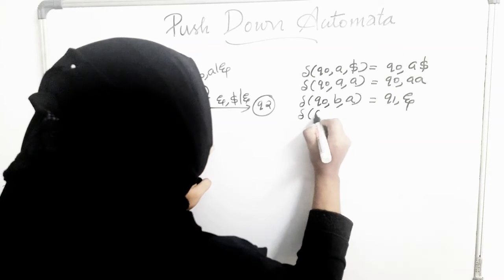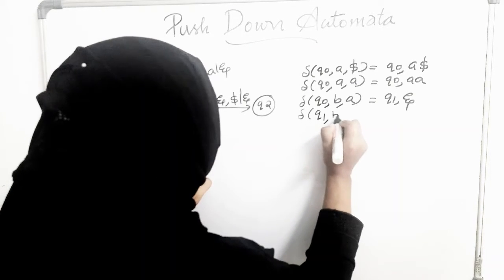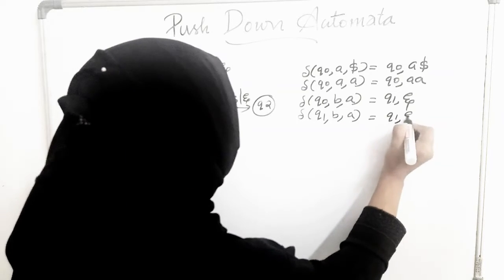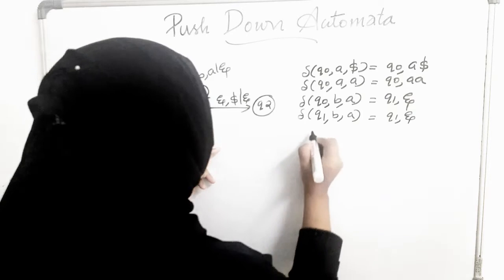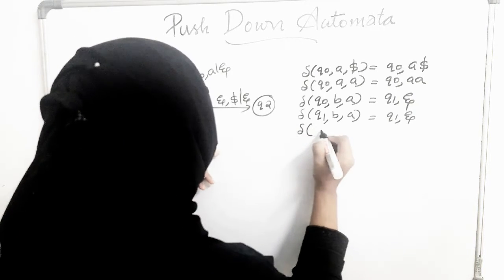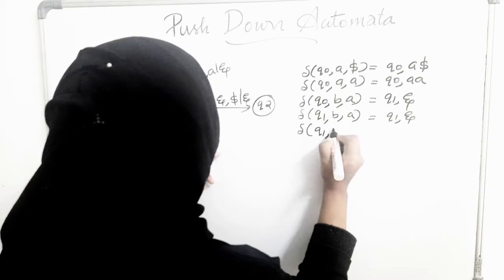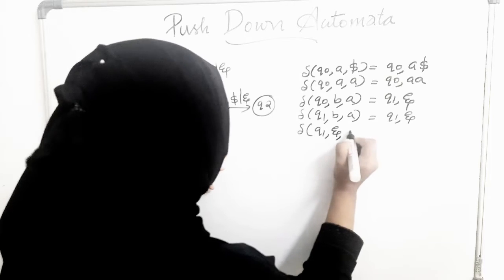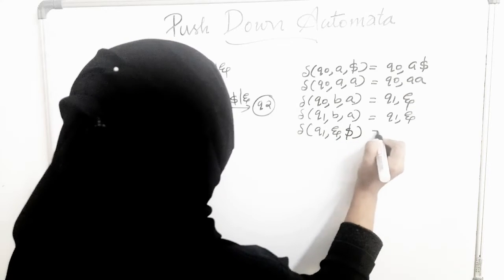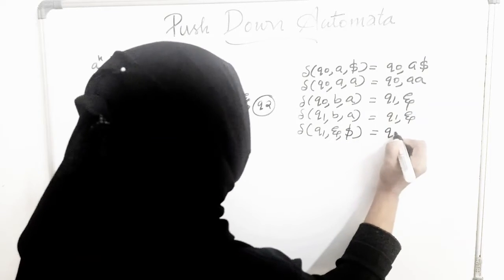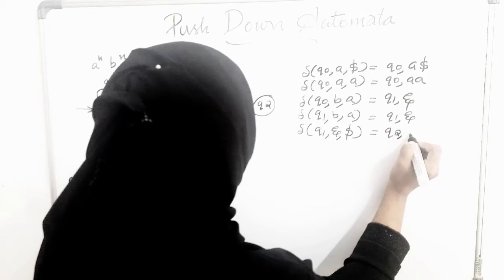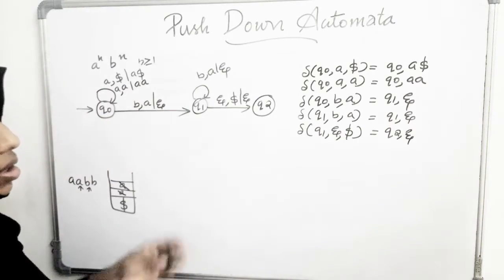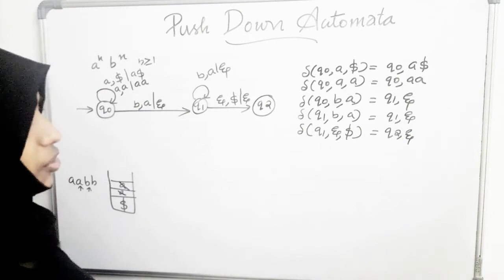Now delta of the state Q1. If you are seeing B and if the stack top is A, you go to Q1 itself, but you pop the stack top symbol. Now if you are at Q1 and the string has been completely processed, so the current symbol in the string is empty, and if you have dollar on the top of the stack, you may go to state Q2 and pop the dollar off the stack. That is up to you. Okay, so this is how you convert this into transition functions.